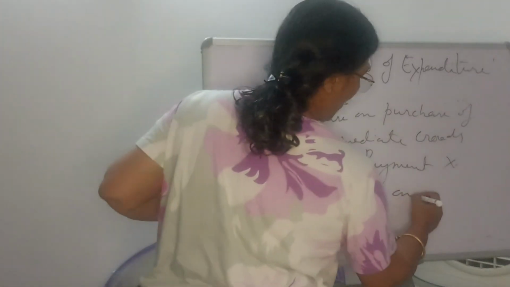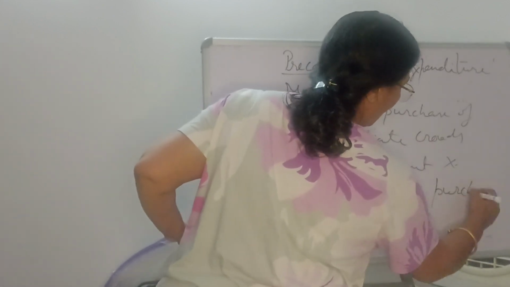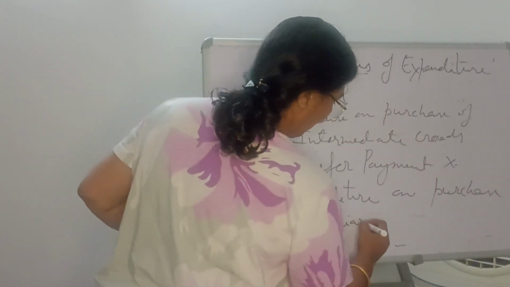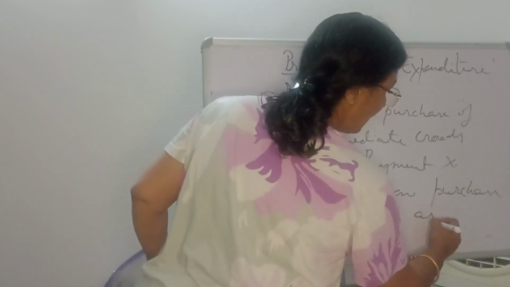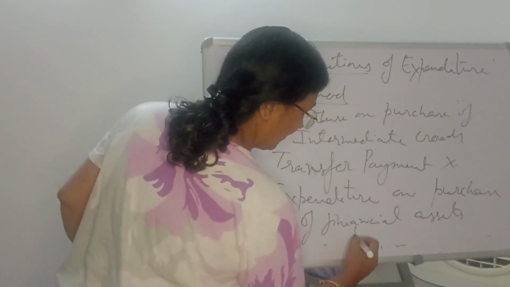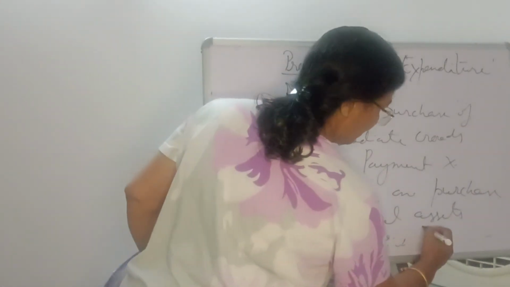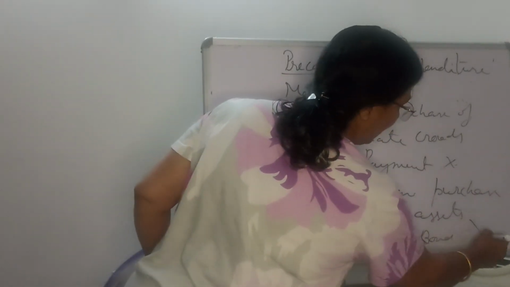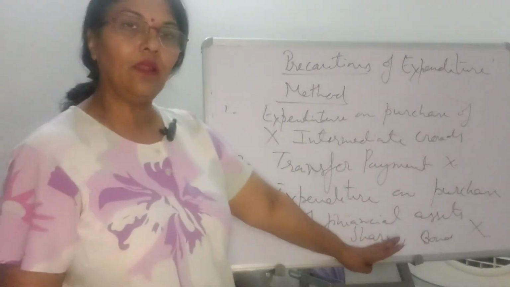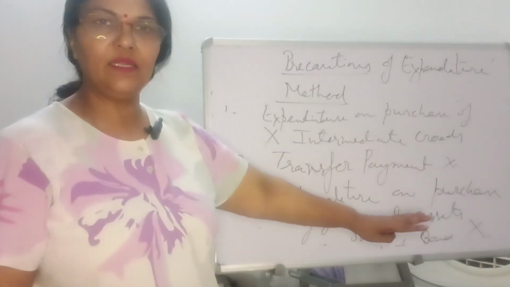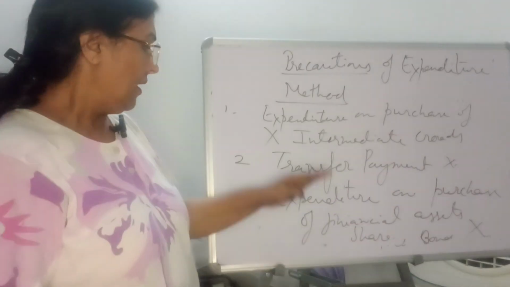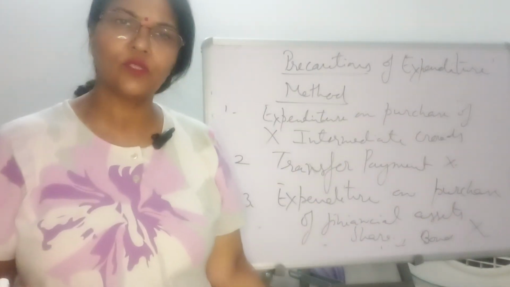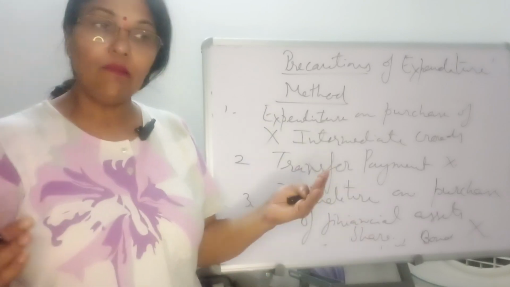Next here, you are supposed to be careful: the expenditure on purchase of financial assets. Financial assets are what? Shares, debentures, bonds, etc. Never be added because these are mere paper claims. That point was also explained in the other two methods. These are mere paper claims, transfer of ownership, and do not add to the current flow of goods and services. Reason is same.